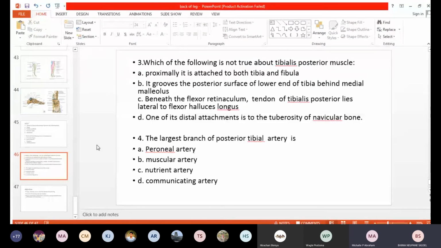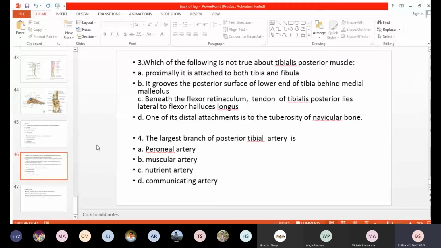Number 3, proximally it is attached to both the tibia and fibula. So it is arising from both tibia and fibula, you know, right? Posterior surface of the shaft of the tibia and the fibula. Is it correct? Yes or no?